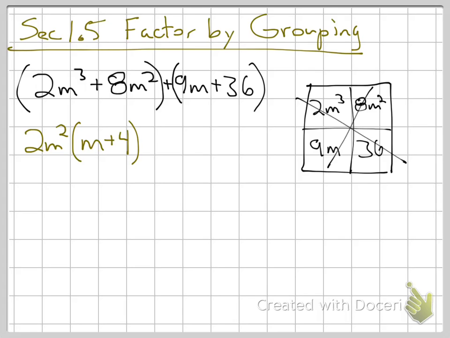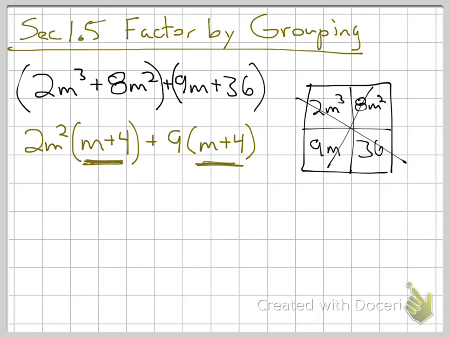Okay? How about 9m plus 36? What can you take out of that? Okay, 9 comes out, plus 4. All right. What do you notice? You have 2 answers. I have m plus 4 and m plus 4, right? Now, it's not factored because it's still addition between the 2. But each term here has an m plus 4, right? So I could take out that term from both of them.